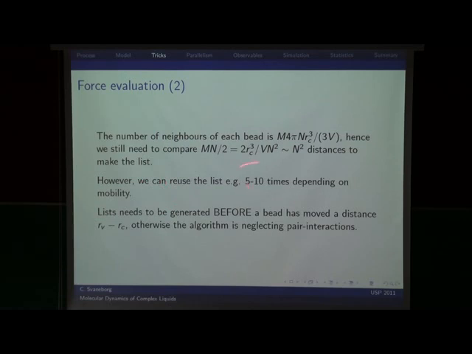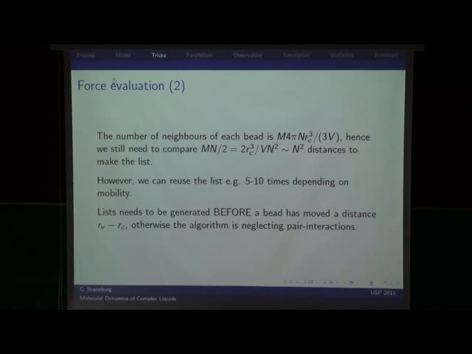So for instance, every 5 or 10 iterations, we have to recalculate the list because particles are moving, but we can at least use the list maybe 5 times. So we don't have to calculate it every time step, but only, let's say, every 5 time steps. But we haven't really achieved much because it's still an n squared process.